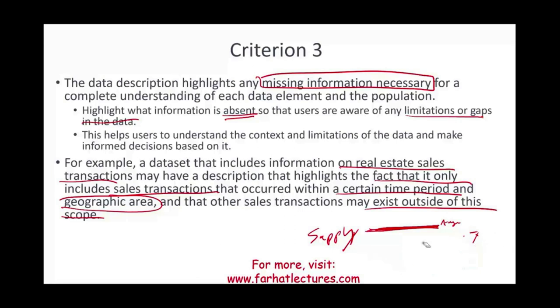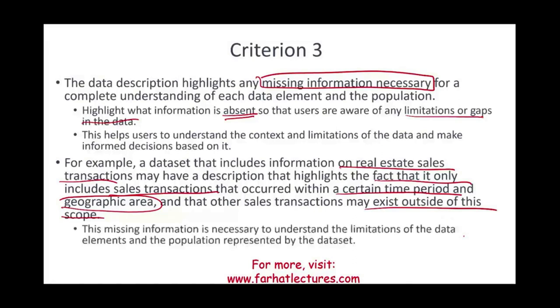So that's very important to understand, if information is missing from the picture. The missing information is necessary to understand the limitation of the data elements and the population represented by the data set. So this is basic. Those are basically three criteria that the AICPA believes are a good description of a good data set. And because the AICPA is saying so, I strongly believe it's important for the CPA exam. What I suggest you do is complete a few multiple choice questions and be familiar with those topics, because who knows, you might see something like this on the CPA exam, whether we're talking about the current CPA exam or the new 2024 CPA exam. You're going to be more familiar with data. Good luck, everyone. Study hard, and of course, stay safe.